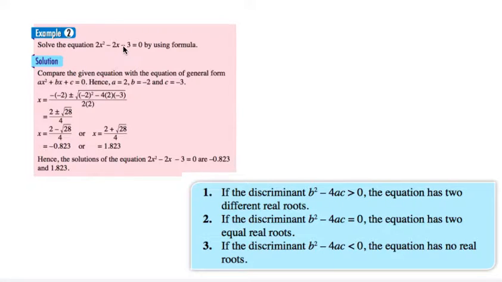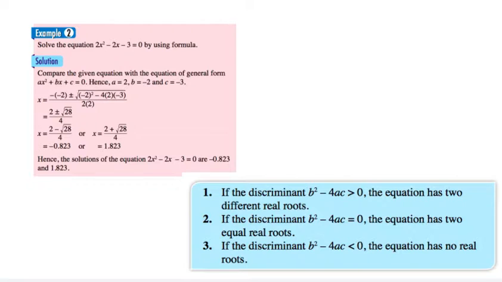solve the equation. This is a quadratic equation, ax squared plus bx plus c equals 0, and we take out the a, b, c. We use the formula to solve it. How do we use this formula? x equals negative b plus minus square root of b squared minus 4ac, over 2a. From here, we can find the answer for the quadratic equation.